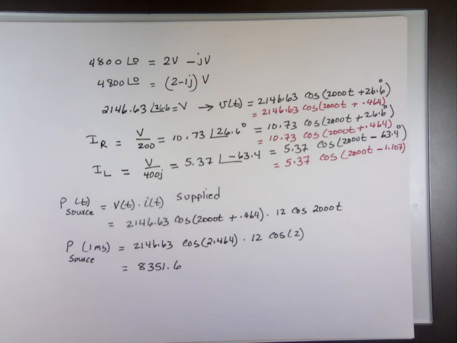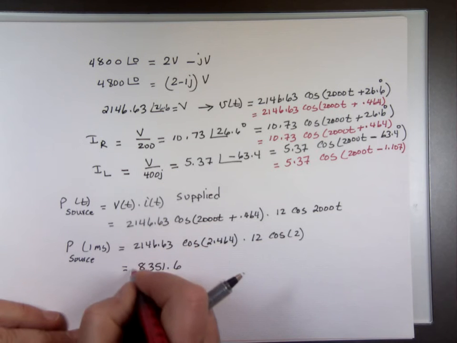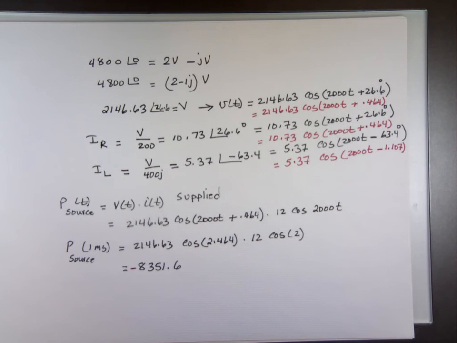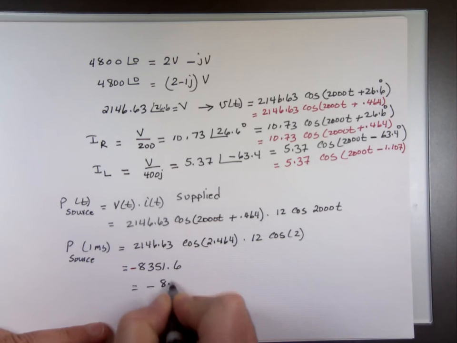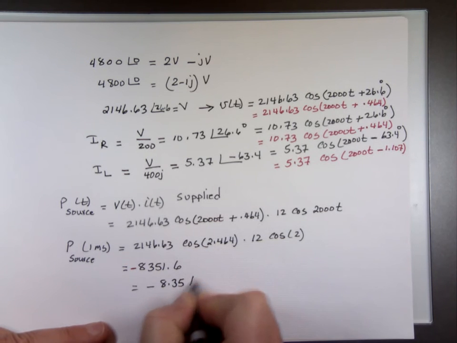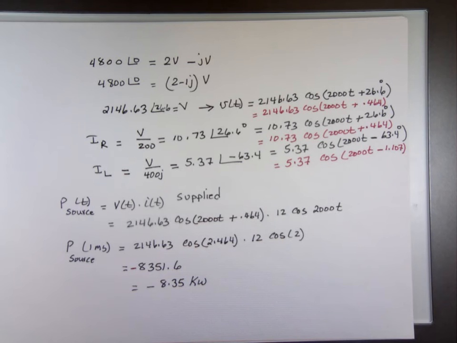And it's supplied. So supplied, normally we write a minus sign, right? Minus means supplied, plus means it was taken. If you want it in kilowatts, you can round that to negative 8.35 kilowatts. The minus again indicates it was supplied.